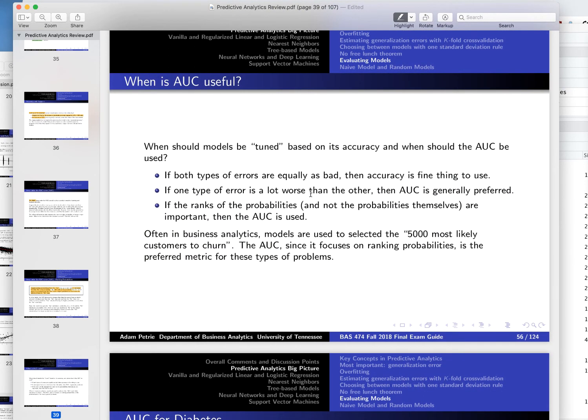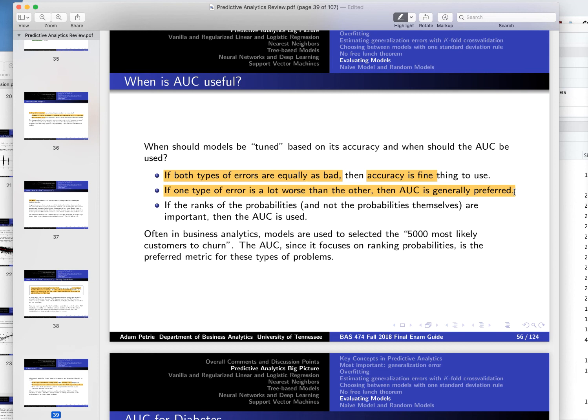So wrapping this up, how do we choose between, say, accuracy and AUC? Well, we just need to think about what we want out of the model. If we think that both types of errors, false positives and false negatives, are equally as bad, then accuracy is fine to use. If one type of error is a lot worse than the other, then typically the AUC is generally preferred. So the diabetes example, the junk mail example, donation example, churn example. A lot of examples in business analytics here.